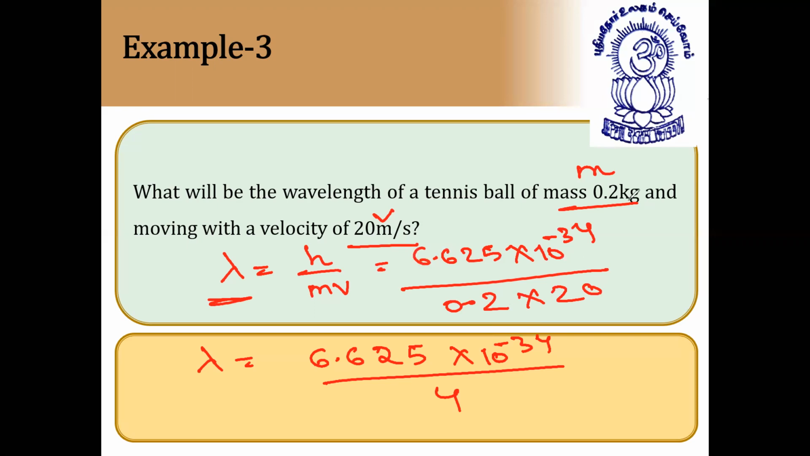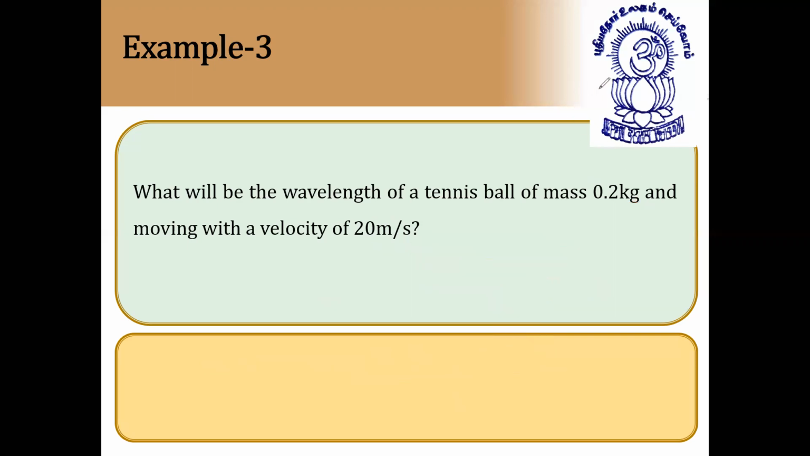So this calculation part you can do. The answer should be 1.656 × 10^-34. So this should be the answer. You'll easily get it because 6.625 by 4 is 1.656. Is it clear now? Next question.